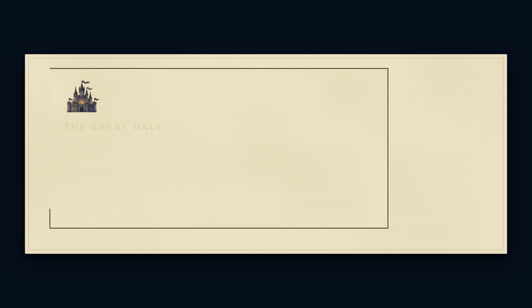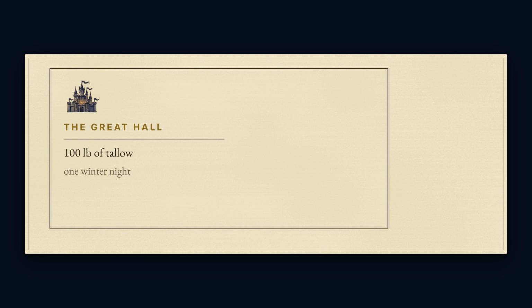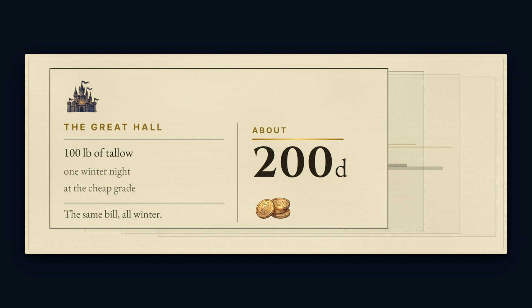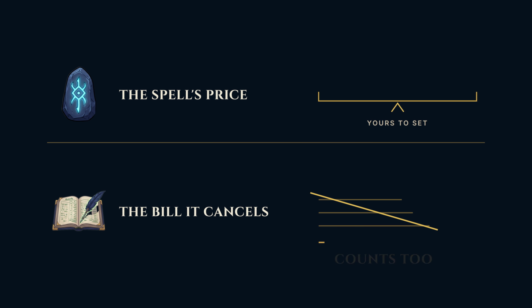Go back to that great hall burning 100 pounds in one winter night. Even at the cheap grade, that single evening runs to a couple of 100 pence, and a house that lights like that does it again every night of every winter after. Now nobody can tell you what the spell itself costs, because that price is yours to set, but there is the bill it cancels to count as well.